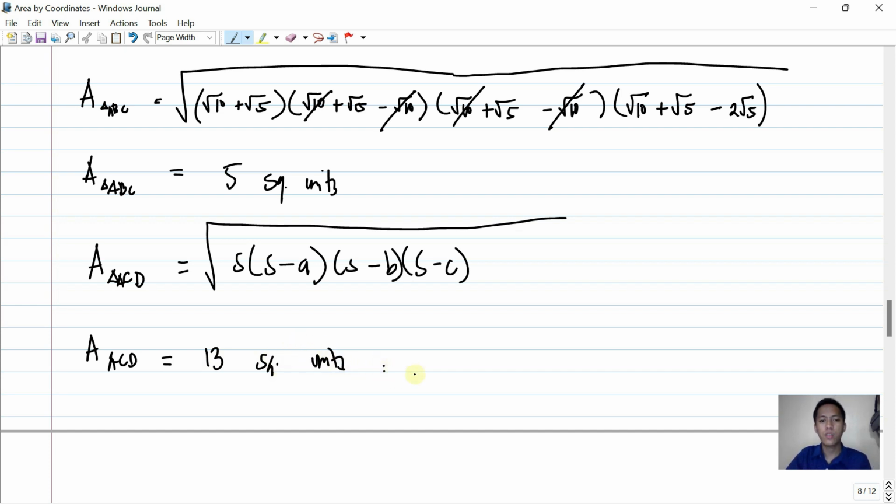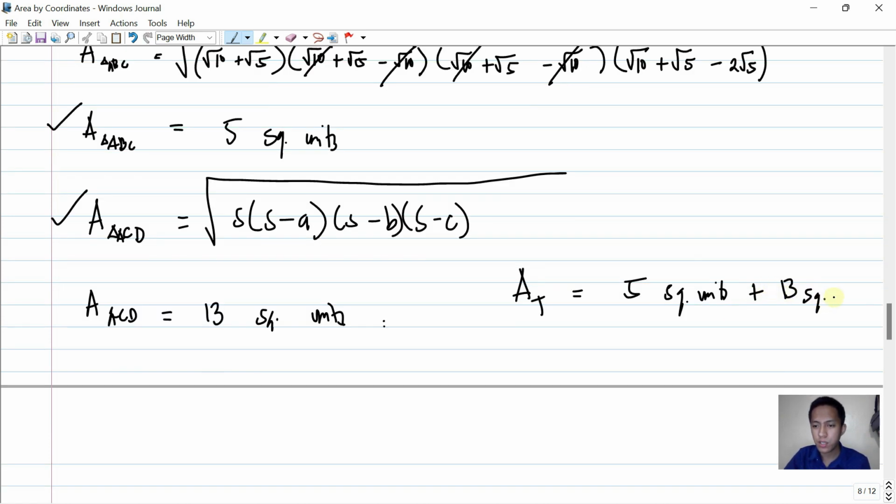So, if you are going to get the total area, just add the area of ABC and the area of triangle ACD. So, that is 5 square units. Okay, 5 square units, plus we have 13 square units. So, the total area is 18 square units. So, this is the final answer for this problem.